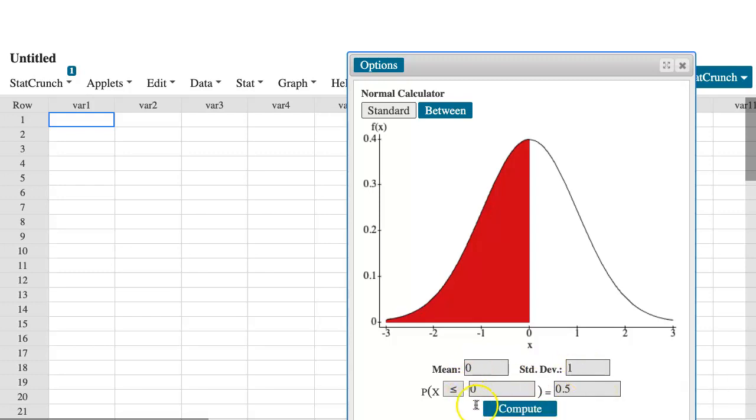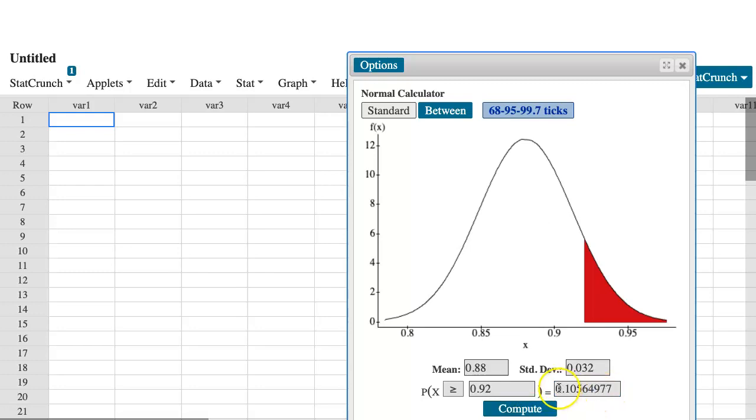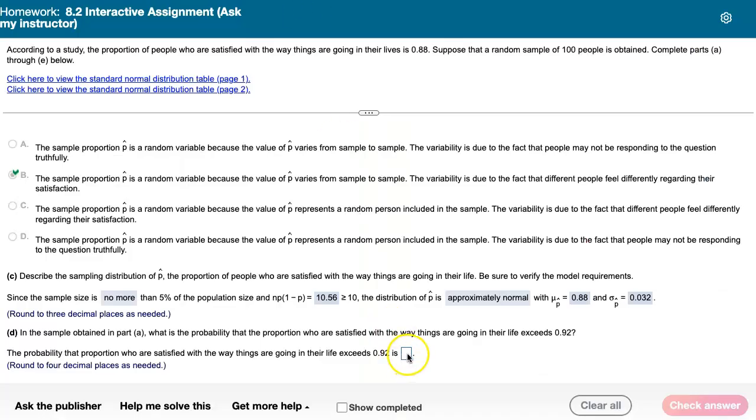I'll type in the specific value that I'm given in part D, and then I can calculate this probability. I may need to change this inequality here, but that's how I'm using StatCrunch to help me solve this problem. So when I give this StatCrunch calculator this information, I can compute and come up quickly with the probability that I need. So let me copy that and paste it in here.